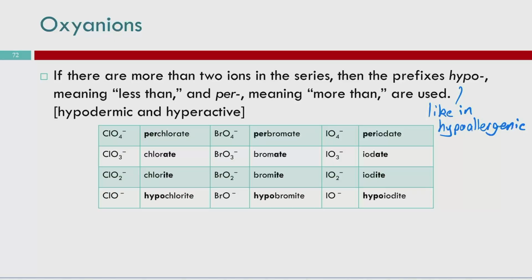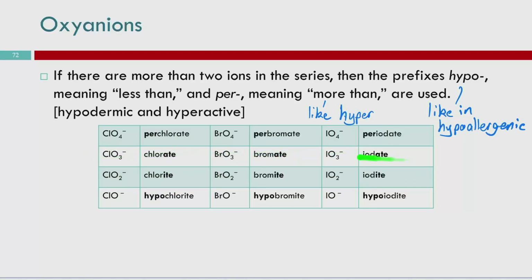Or hypodermic needles. There's also a per prefix, meaning more than, like in hyper. If you're hyperactive, you're not just active, you're extra active. And so per does the same thing for us. In each of these, the per means add one. The hypo means take one away. And we'll add these on top of our endings.